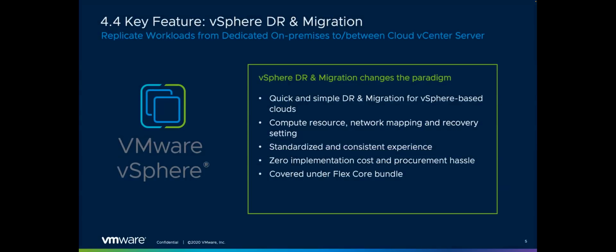So let's start with vSphere DR migration, which is our key, main, primary feature for the 4.4 release. VMware Cloud Director Availability 4.4 can now replicate tenant vSphere workloads between a dedicated on-premise vCenter Server instance and a provider-hosted vCenter Server instance, or between provider-hosted vCenter Server instances as well. And yes, it can do it all. The DR migration offering is no longer dependent on VMware Cloud Director.